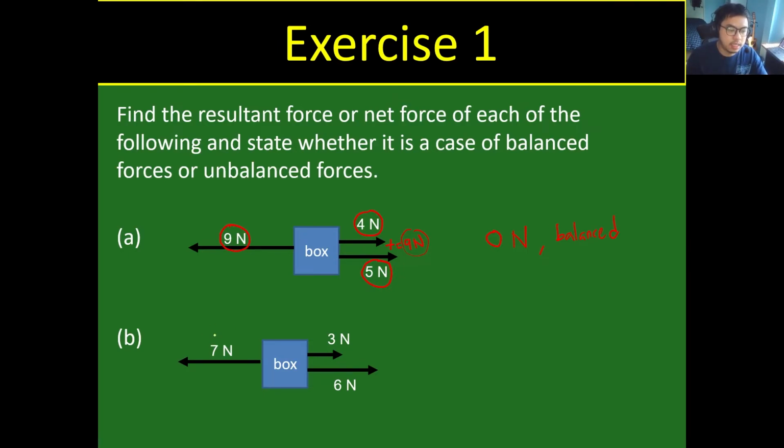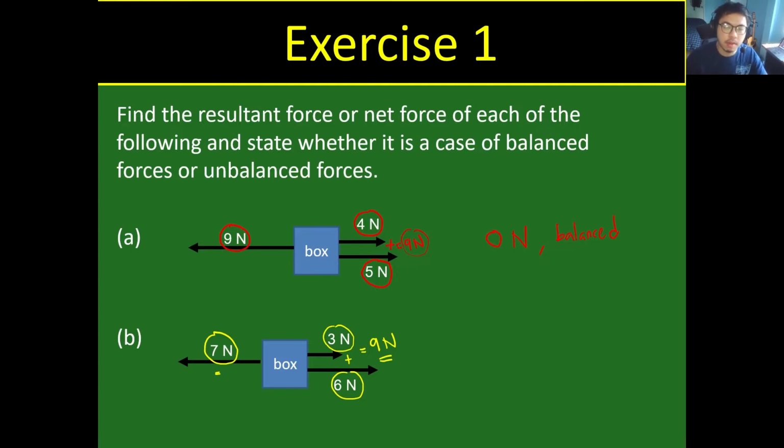Let's do B. There's 7 Newton to the left. Someone is pushing to the left with 7 Newton. And then there's someone pushing to the right with 3 Newton and 6 Newton. These two forces will add up together because they are in the same direction, so they can be combined. 3 plus 6 equals 9. So there's a total of 9 Newton to the right and 7 Newton to the left.